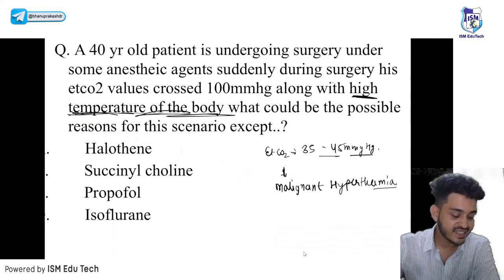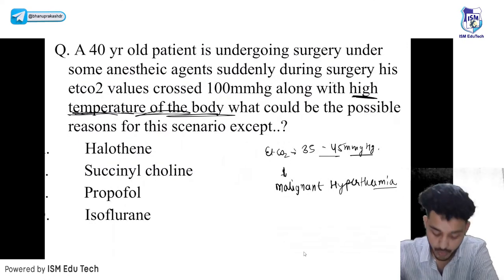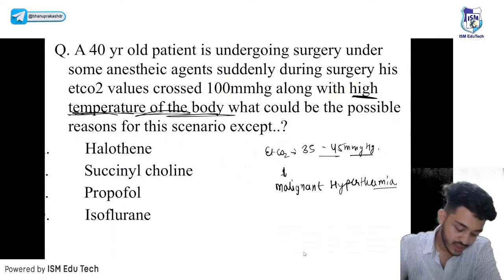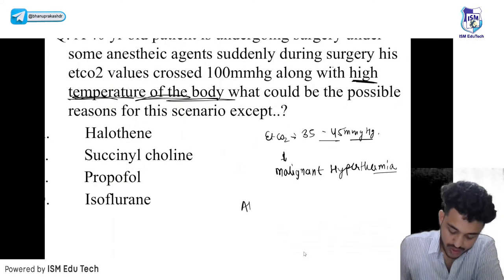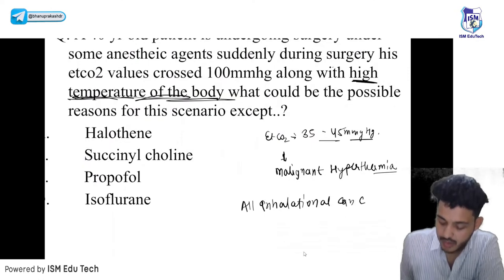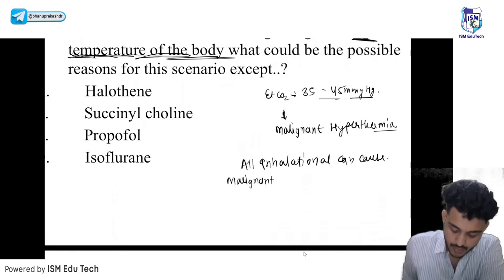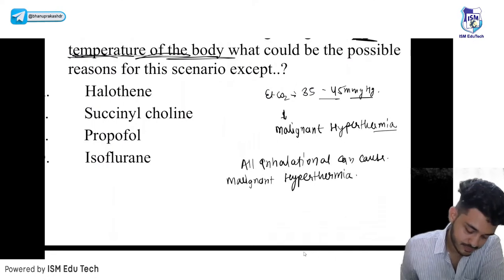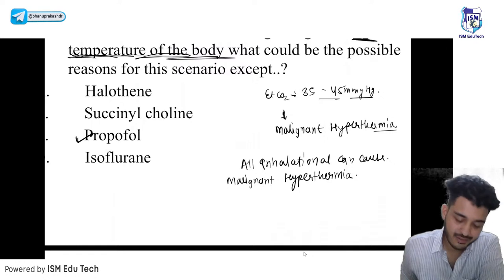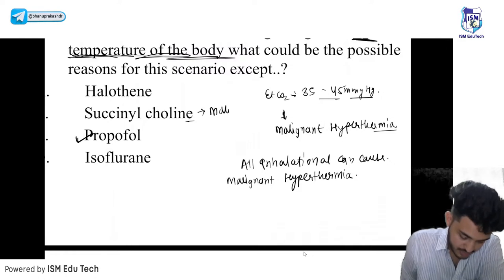Okay, so what are the agents that can cause malignant hyperthermia? Halothane, yes or no? Succinylcholine, yes or no? Isoflurane, yes or no? Propofol. Okay, so all inhalational agents can cause malignant hyperthermia, except this one. Propofol is the IV agent. Okay, succinylcholine is also known for malignant hyperthermia.